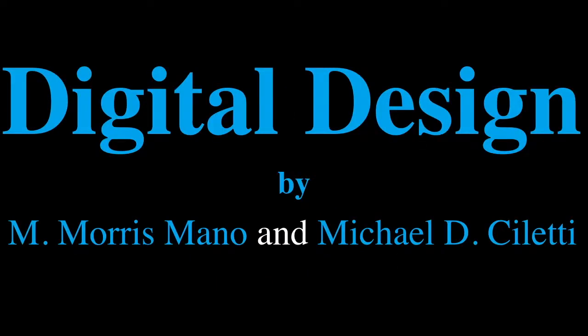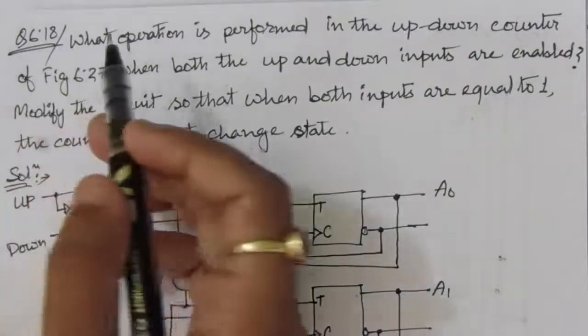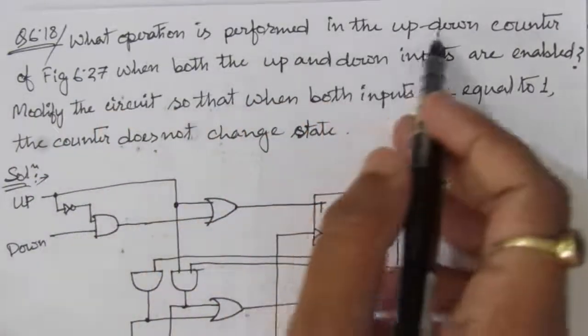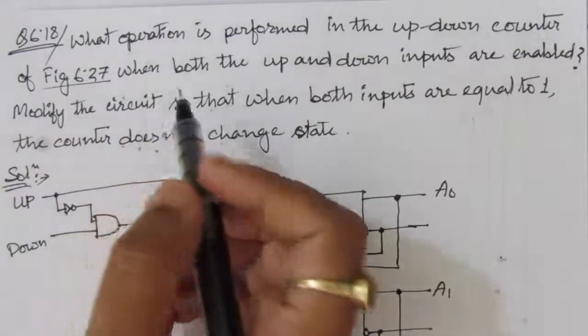I am solving the problems from the book Digital Design by Maurice Mano and Michael Ciletti. So in this video, I am solving problem number 6.18 from chapter number 6. The problem is, what operation is performed in the up-down counter of figure 6.27? This figure is from inside of this chapter.